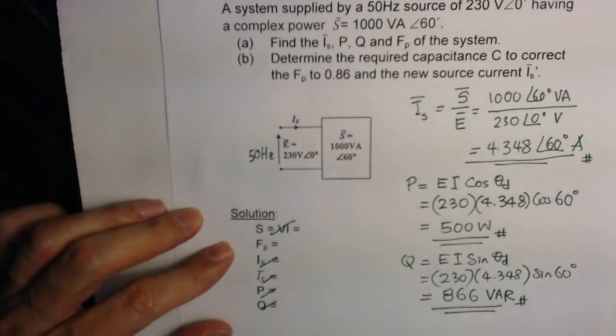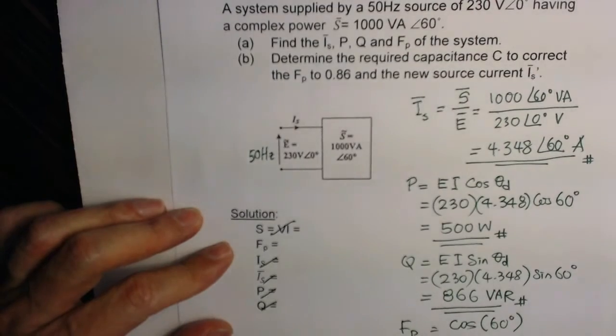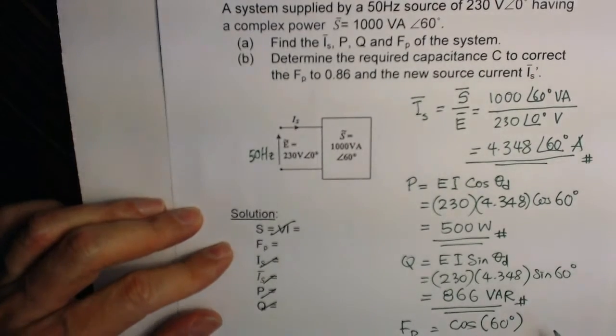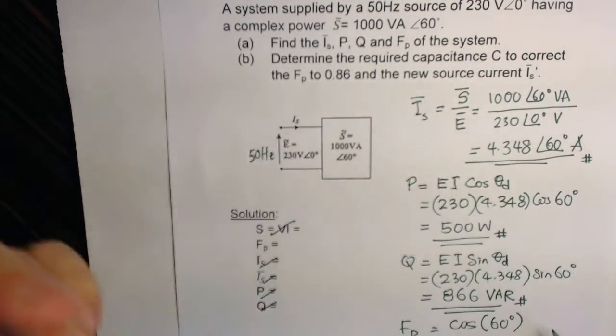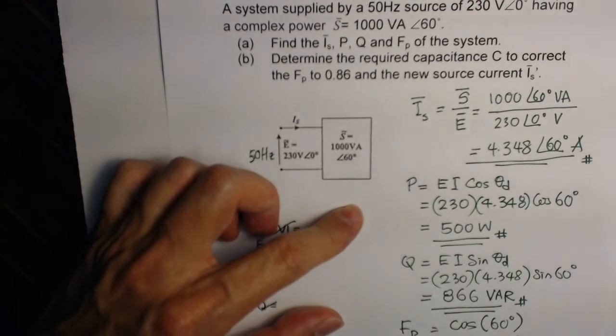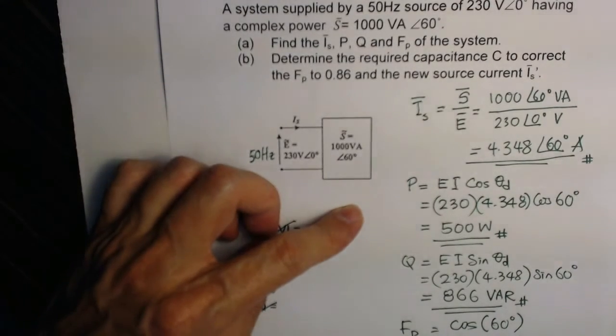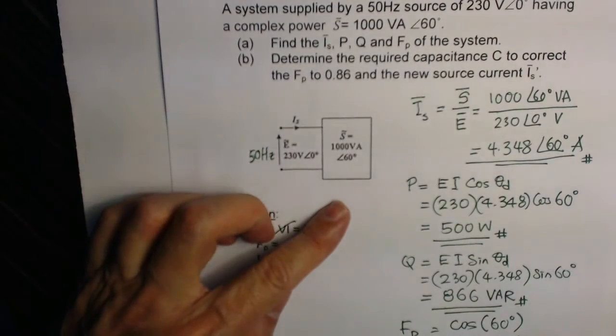Next, I want to calculate the power factor. So power factor PF is the cosine of the angle, which is 60 degrees. That's 0.5. Now, is it lagging or leading? The voltage is at 0, whereas the current is 60 degrees ahead. So it is a leading power factor. Alright, so that's one method of doing it.